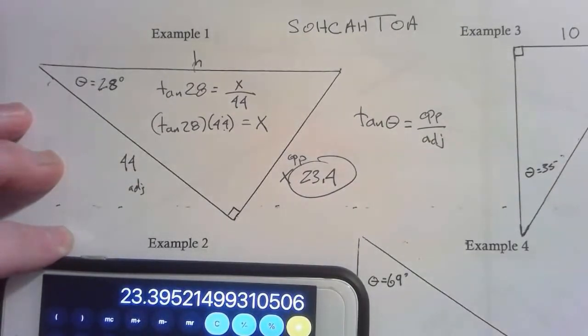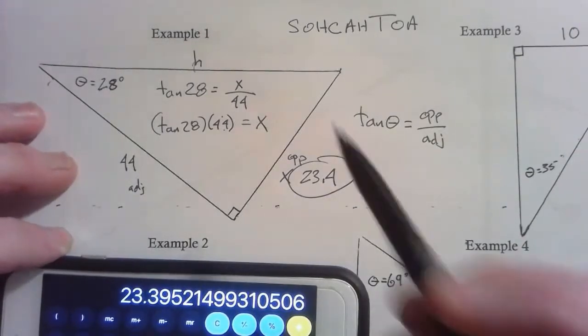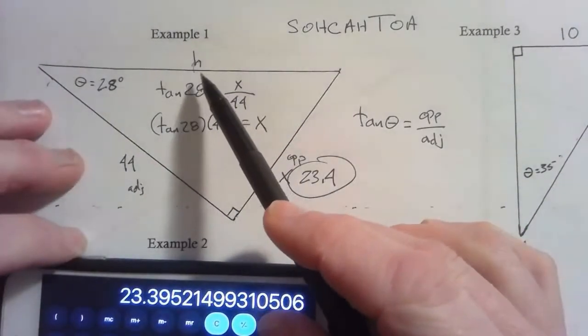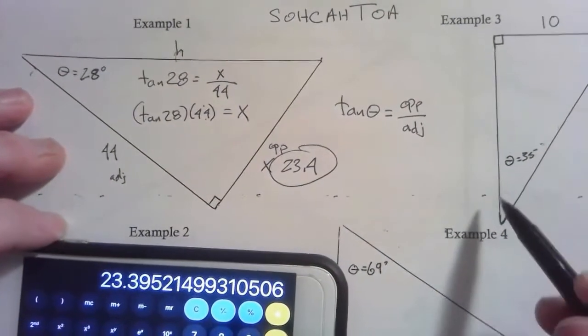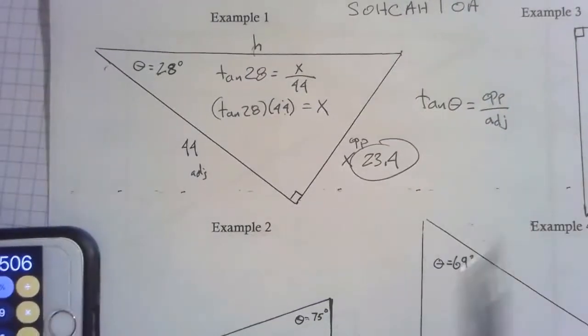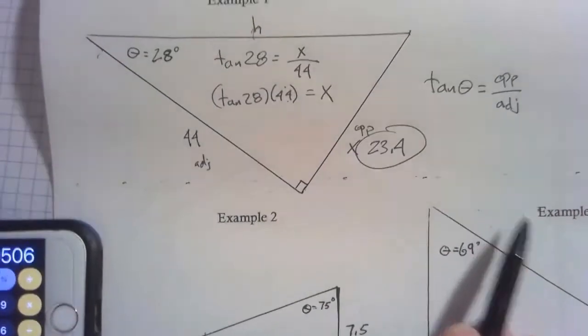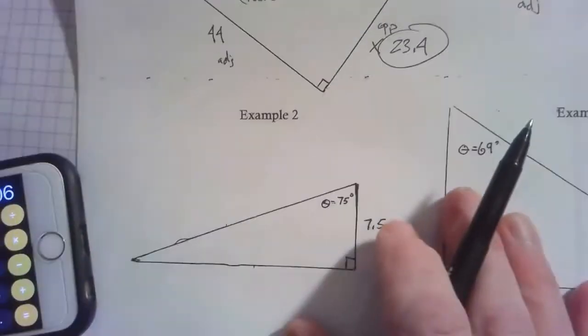All I really want you to do for now is find the opposite side, or the adjacent, whichever one's missing. You could go back and find the hypotenuse using the Pythagorean theorem, but for now, we're good. Let's just do finding either the adjacent or the opposite, whichever one we're missing. So let's try setting up this next one.